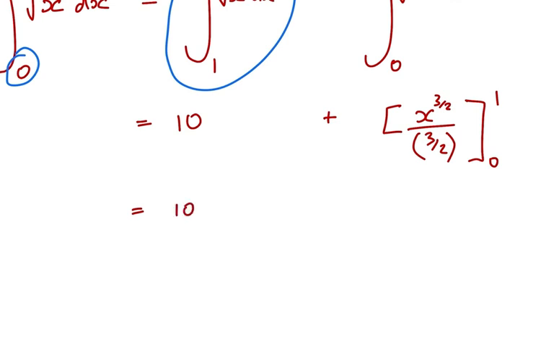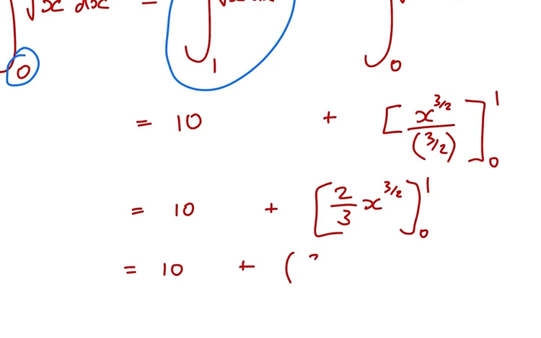Let me just take a line to simplify this. So this is 10 plus 2/3 x to the power of 3 over 2 between 1 and 0, which equals 10. And I can go straight to my brackets now. This is 2/3 of 1, take away 2/3 of 0.